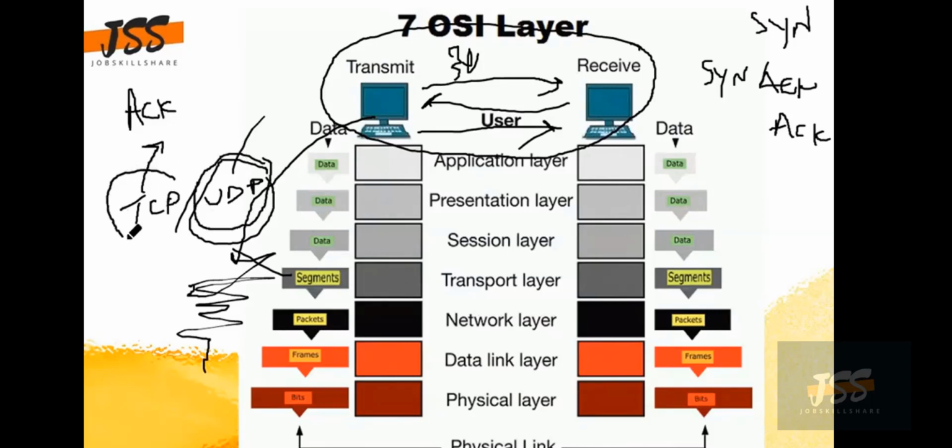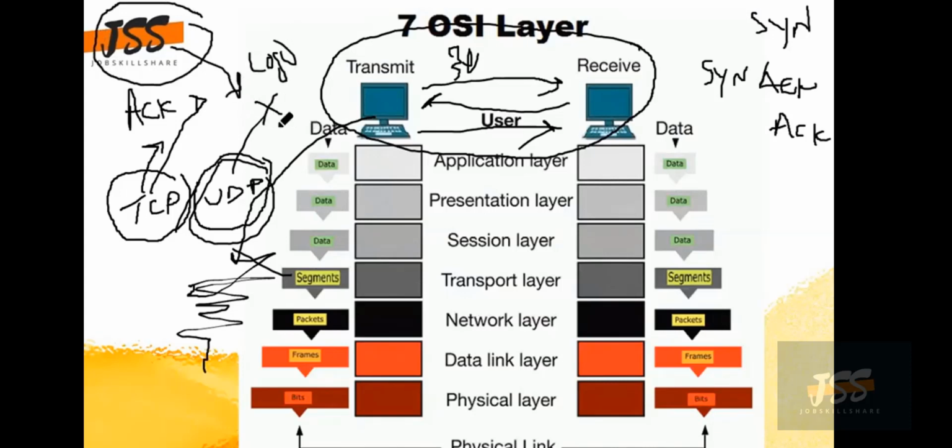And where we need reliability, because reliability is also a very important part of networking. We want reliability on web pages because, for example, if I'm trying to access a web page like jobskillshare.org, and in return I receive only the logo, and the rest of the contents I haven't received, it doesn't make sense. That's why we're going to use TCP for reliability.